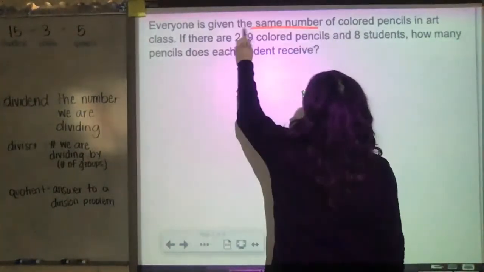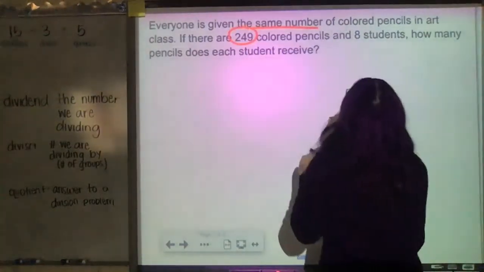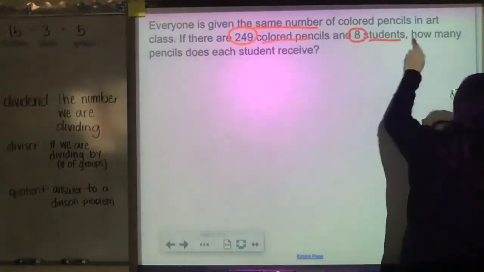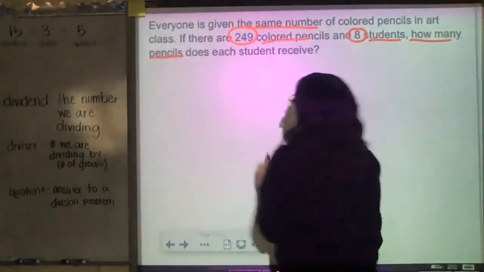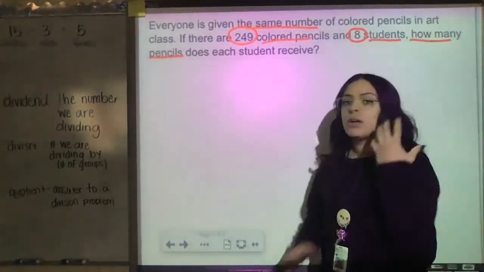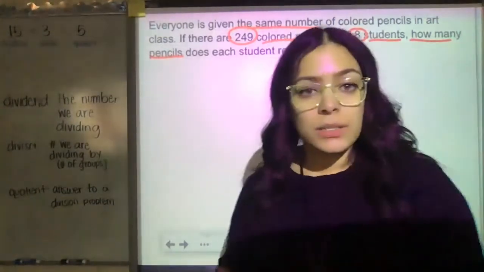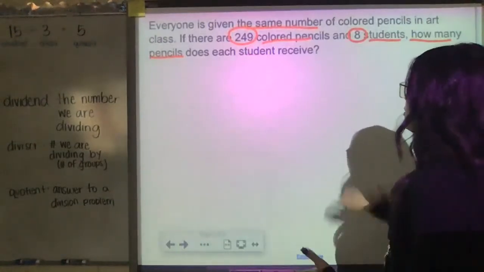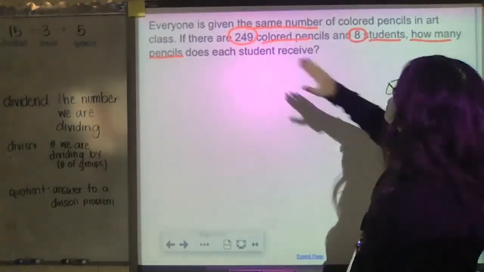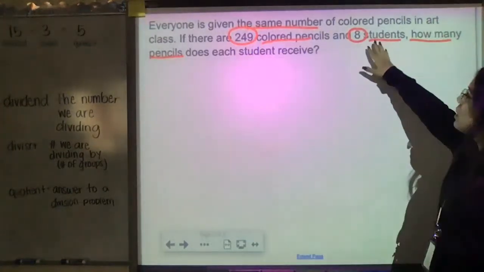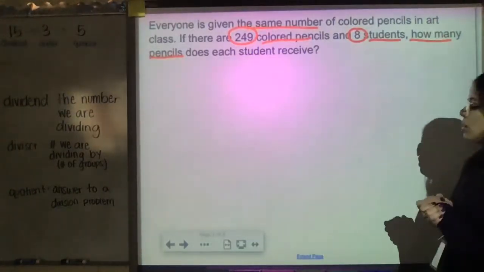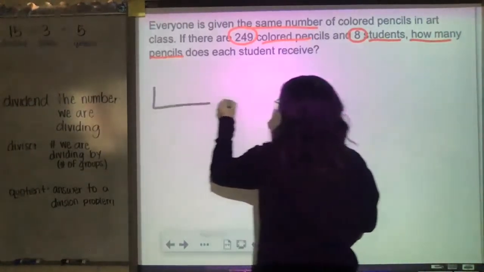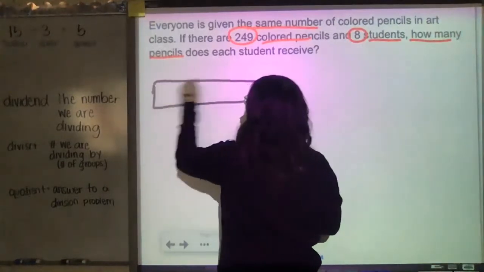If there are 249 colored pencils and 8 students, how many pencils does each student receive? So when we engage in this process of solving with word problems, I have to think to myself, what is it the problem is asking me to do? I see the same number of colored pencils, 249 colored pencils for 8 students. So I'm like, okay, I definitely have to go ahead and do some division.